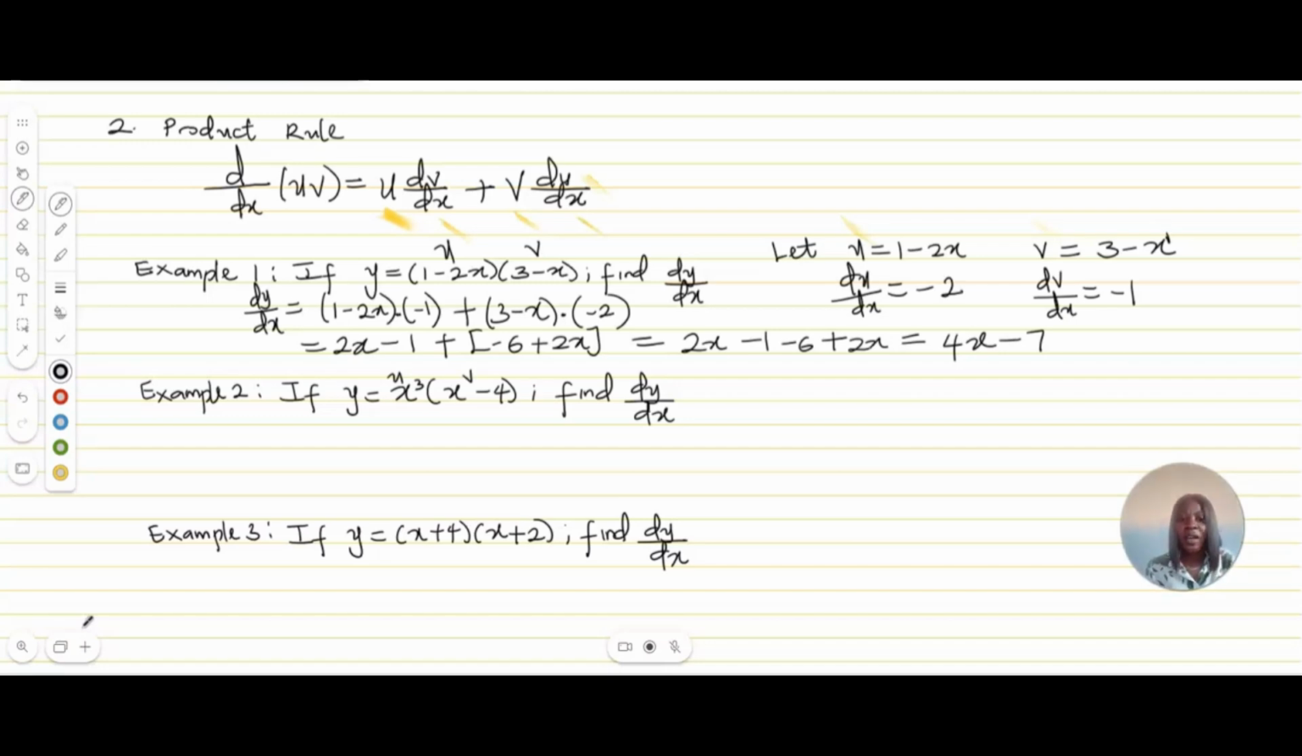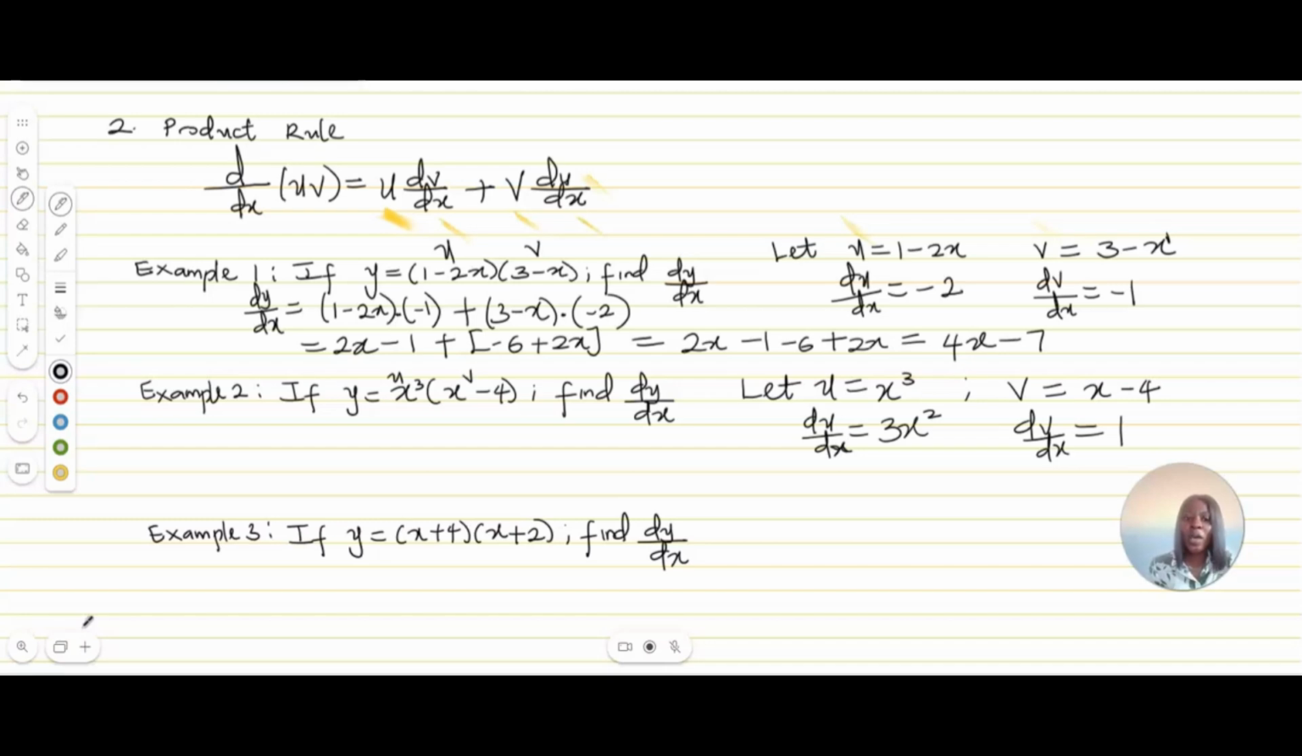So let me write that down. Let u be equal to x to the power of 3, and let v be equal to x minus 4. Remember, what do I need? I need du dx. Du dx here is just 3x to the power of 2. And dv dx here is simply just 1, because negative 4 is a constant, and the differentiation of a constant is 0. We've established that before.